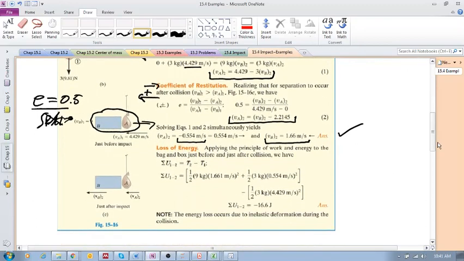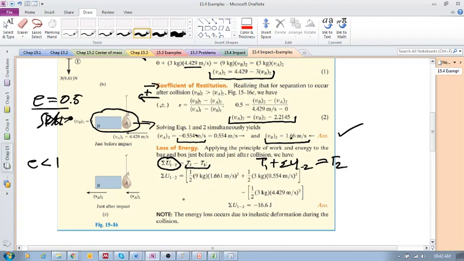Now, the second thing is, what is the loss of energy? Remember, if e is less than 1, then we've lost some energy to thermal energy, sound, stuff like that. Now how do you calculate it? Well, we can use T1 plus the sum of the work from 1 to 2 is T2, and if you rearrange it, you can see that the energy lost is simply the final kinetic energy minus the initial kinetic energy. And for this, we needed these velocities.